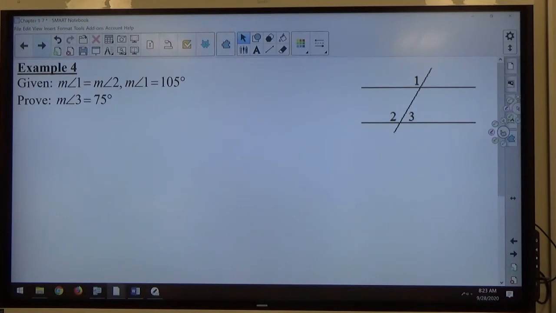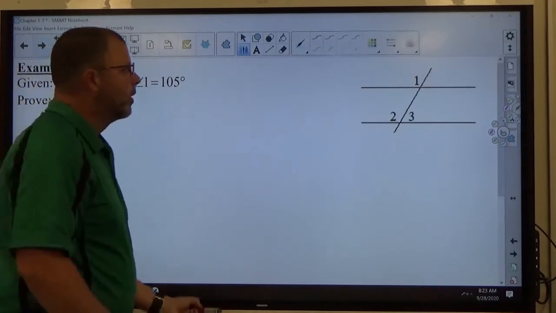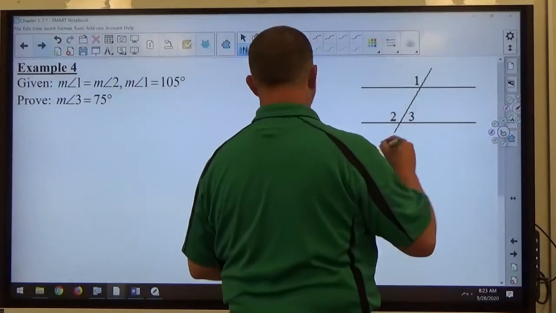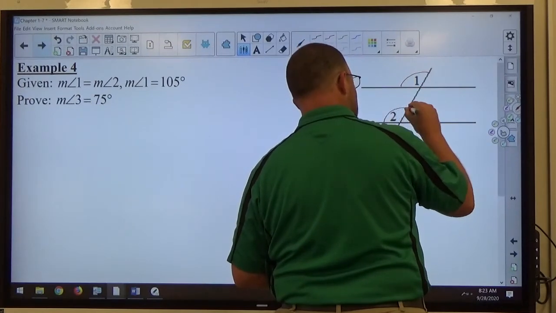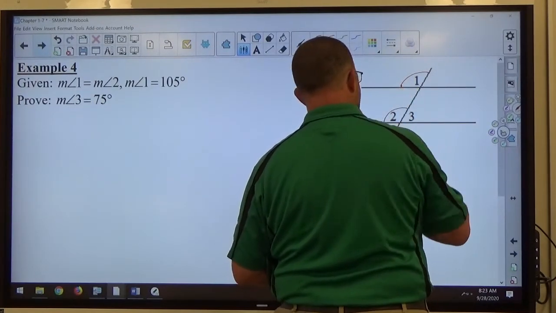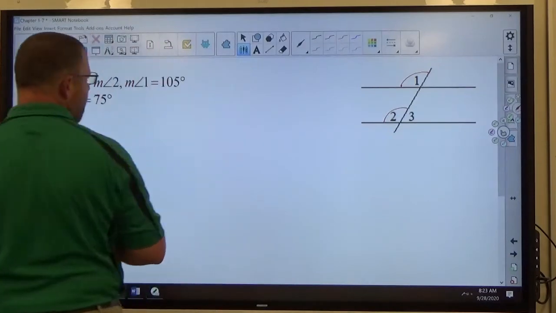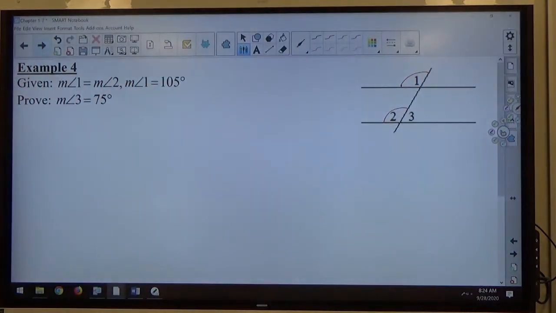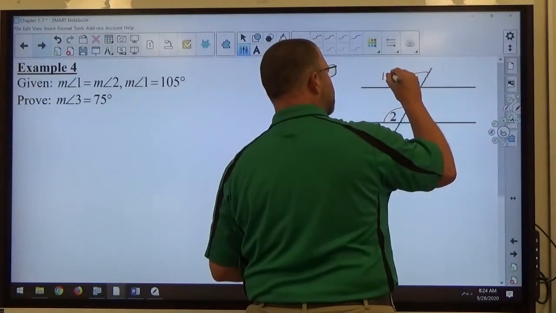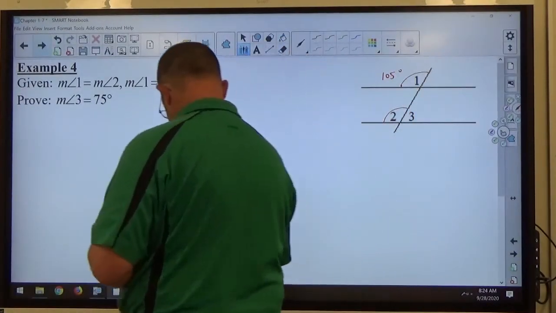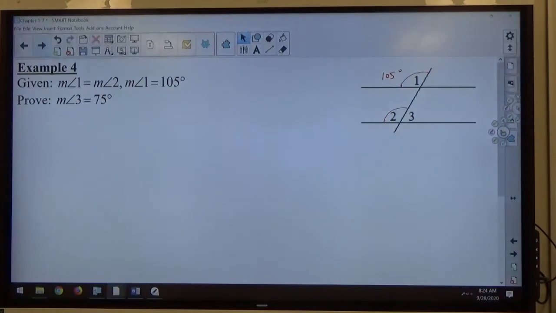All right. We're given that angle 1 is congruent to angle 2, or sorry, equal to angle 2. Measure of angle 1 and angle 2 are equal to each other. So I mark it that way. I get that angle 1 is 105 degrees. We need to prove that angle 3 is equal to 75 degrees.